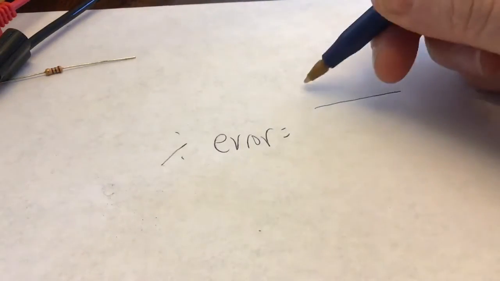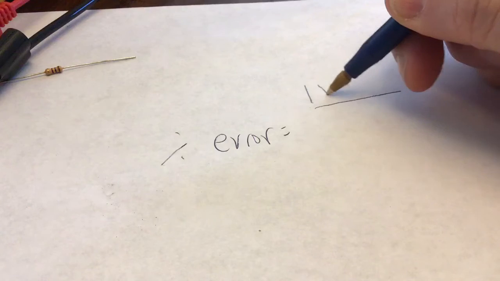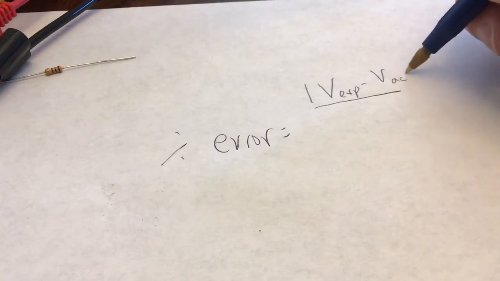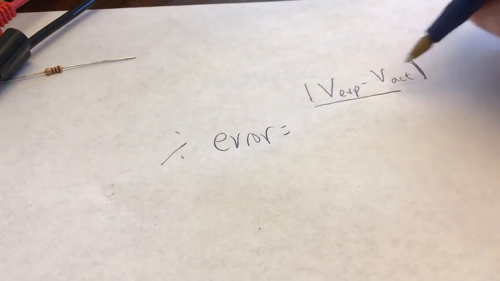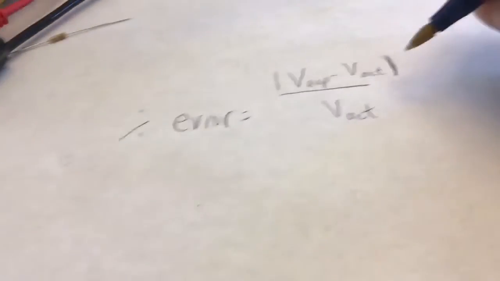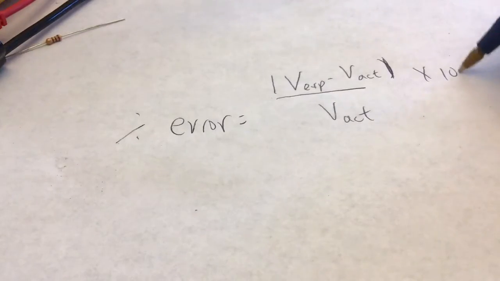Percent error is equal to the absolute value of the difference between your experimental value minus your actual or expected value. And you divide that by the actual value times 100%.